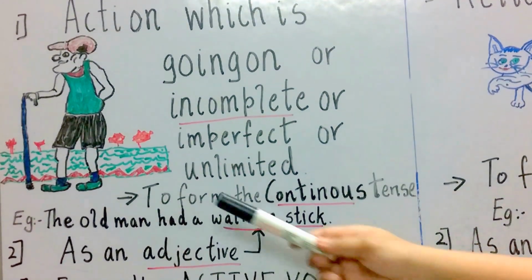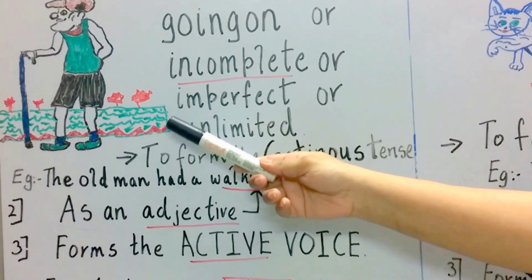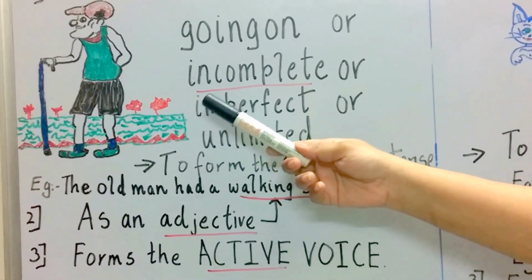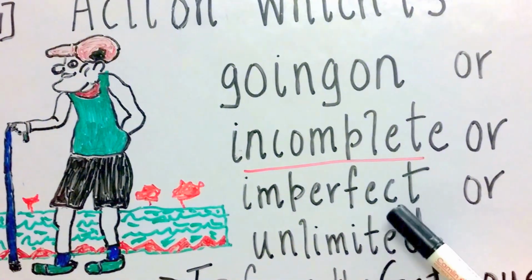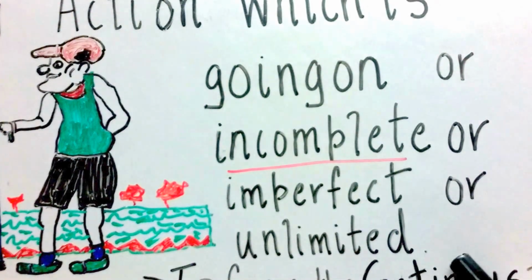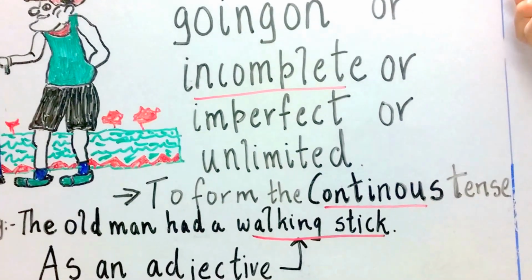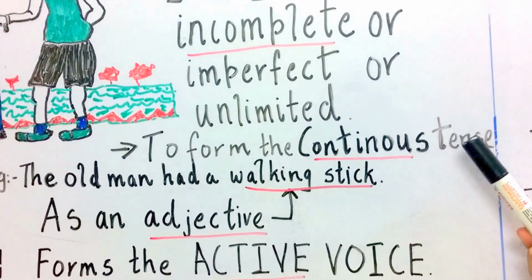We can say, we could see the old man walking, or the old man had a walking stick. We can say the old man is walking homewards. It is continuous, it is not complete. It is unlimited. It forms the continuous tense, that is the ing. We have the verb and the ing, which is called the present participle.